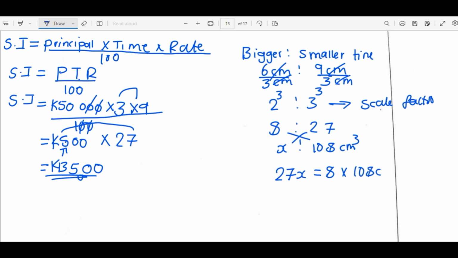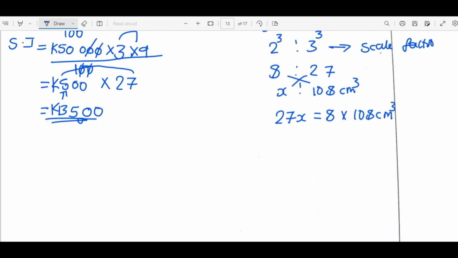Please don't expand these numbers. The reason why I'm not going to say 8 times 108, then make one number, divide by 27, is that sometimes you may get a bigger number that you fail to divide. But leaving them like that, you see why we are doing that. So over 27, over 27.